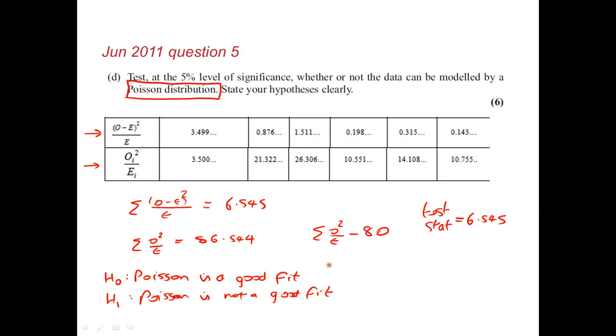Please don't use symbols. Please don't use shorthand. Please don't write X is Poisson. Don't do things like this. That would be completely incorrect. So don't write those. Use words again, please.